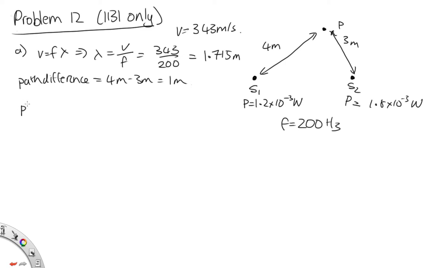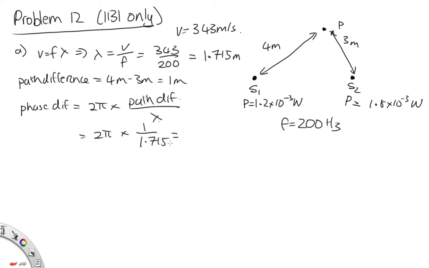And so the phase difference is equal to 2 pi times the path difference over lambda. So this is 2 pi times 1 over 1.715. And when we solve that on the calculator, we get 3.7 radians. It's the difference when they arrive at P.